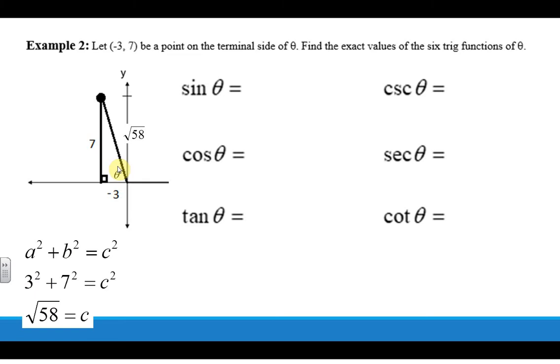That's important. There's your reference angle. That will always come from the origin, so it will never be up here. It will always stem from the origin out, and it'll be a reference angle connected to the x-axis.